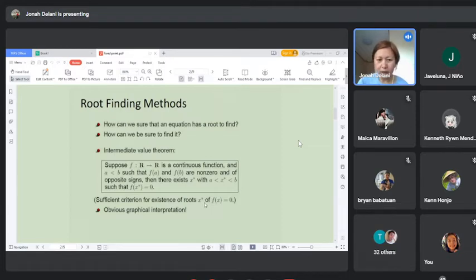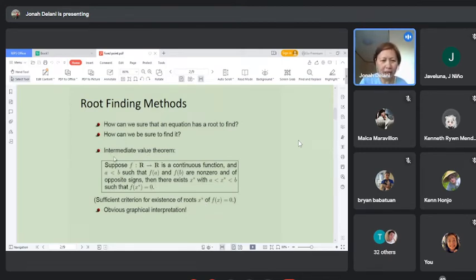So when we are looking at the equation in finding the root, first, can the equation be solved? If there is a root, how could we be sure that we will be able to solve for the root? Or how can we be sure that we are able to find the root?